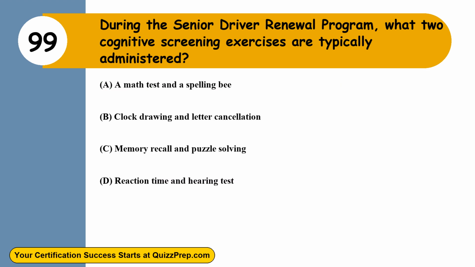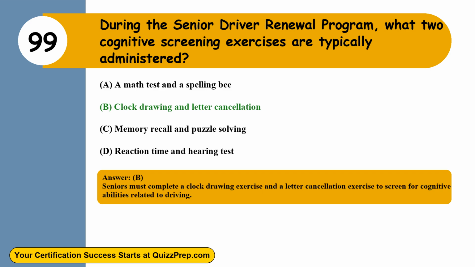Question 99. During the Senior Driver Renewal Program, what 2 cognitive screening exercises are typically administered? Option A, a math test and a spelling bee. Option B, clock drawing and letter cancellation. Option C, memory recall and puzzle solving. Option D, reaction time and hearing test. The correct answer is option B, clock drawing and letter cancellation. Seniors must complete a clock drawing exercise and a letter cancellation exercise to screen for cognitive abilities related to driving.